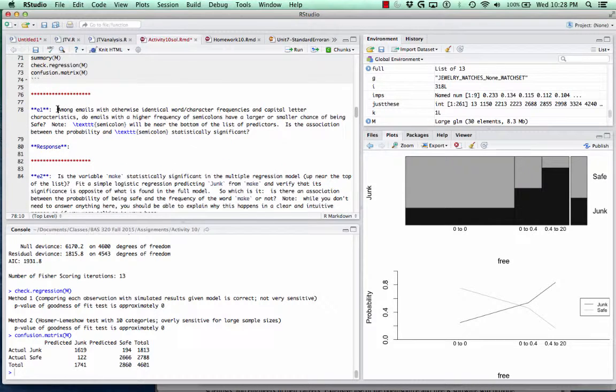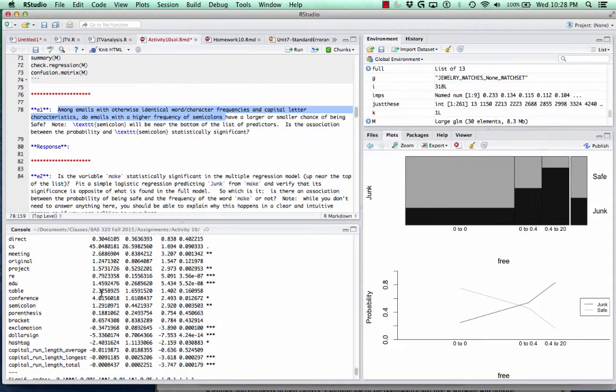So, all right, among emails with otherwise identical word and character frequencies and capital letter characteristics, do emails with a higher frequency of semicolons have a larger or smaller chance of being safe? All right, so to answer this question, we need to look at the summary output and look at the coefficient of semicolon, because that is what's telling us essentially how the probabilities of being safe versus junk differ when emails differ in their semicolon frequencies but are otherwise identical with respect to the other predictors here.